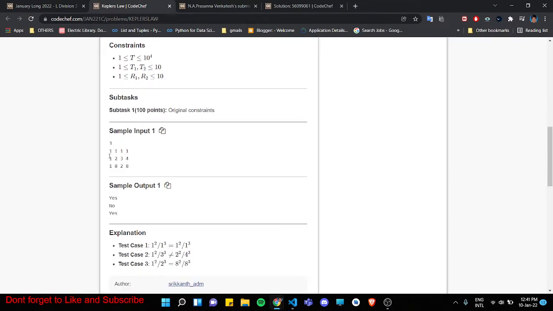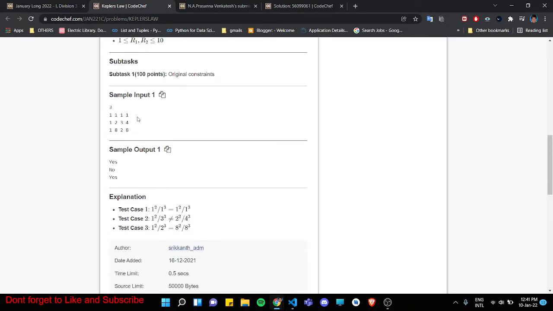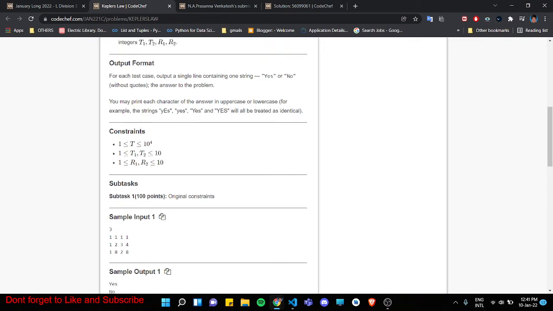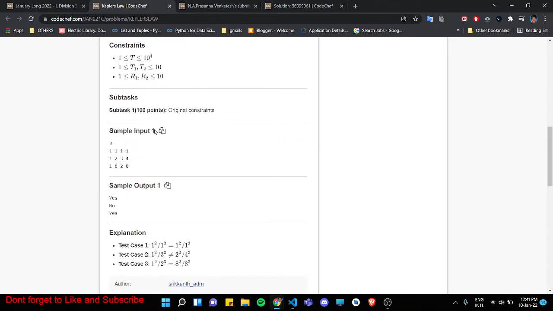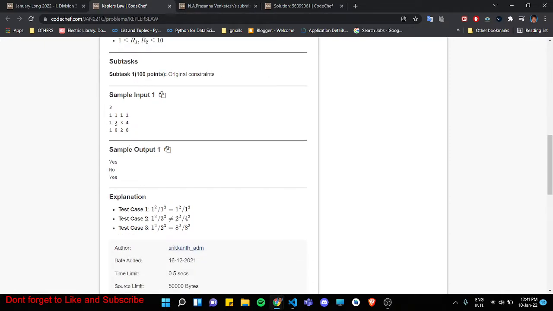If you see the first test case, 1 1 1 1, what they are doing is 1 square divided by 1 cube is equal to 1 square divided by 1 cube. The second test case will make it much clearer. They have given 1, 2 and 3, 4. So 1 and 2 are T1 and T2, and 3 and 4 are R1 and R2. So 1 square divided by 3 cube, and 2 square divided by 4 cube, and they are checking if these are equal. So 1 and 3, 2 and 4, that's what we need to check.